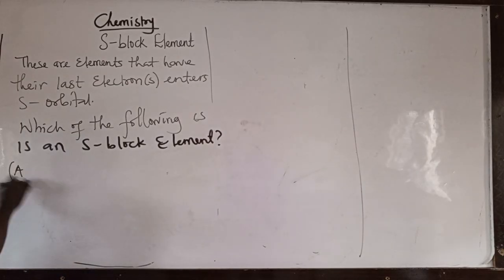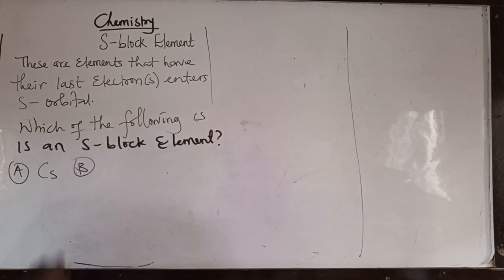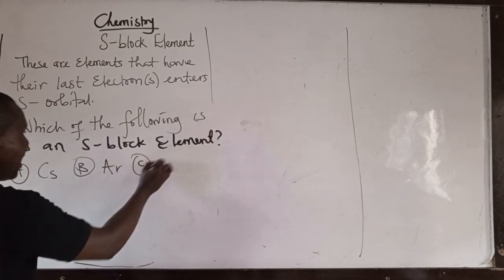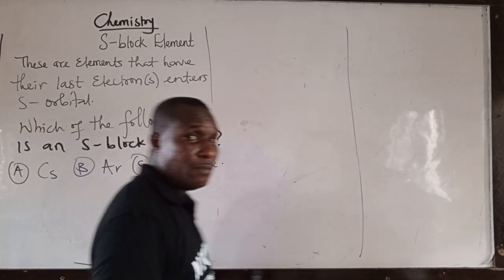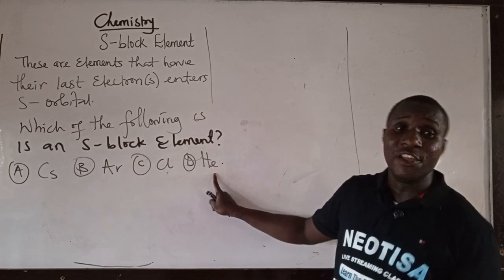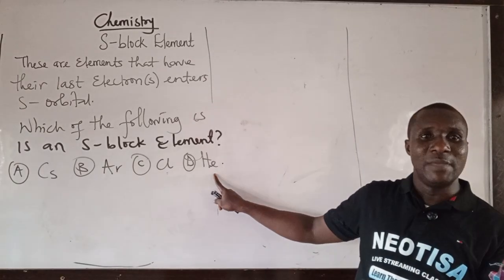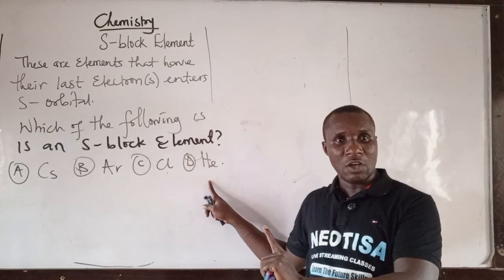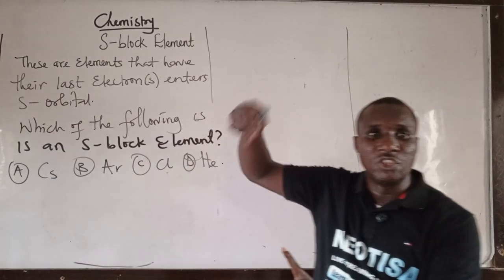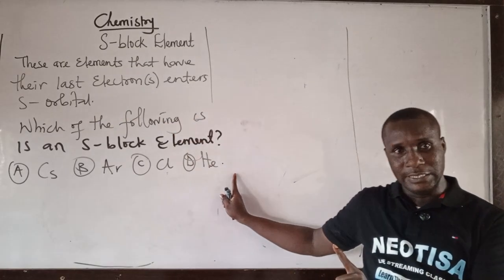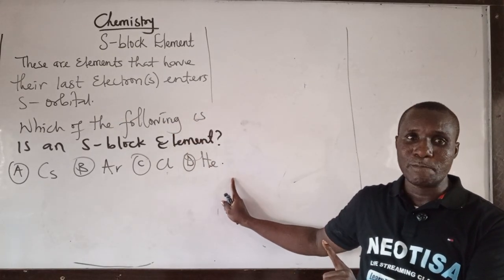Option A, we have calcium. Option B, argon. Option C, chlorine. Option D, helium. Which one of them is an S block element? From what I just explained, the answer is calcium. Even though helium has its last electron on the s orbital, because it is conventionally placed in group 18, it is not an s block element.